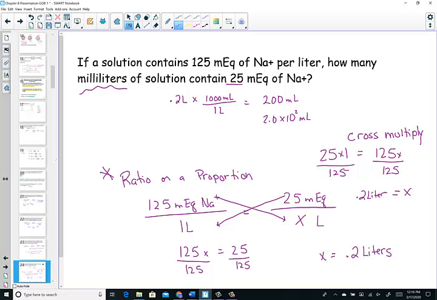Good work. Take a moment and chew on that if you need to. Go back and just tell yourself how we solved for the volume by setting up a ratio, or just simply think of it as a proportion. 125 is to 1 as 25 is to x. Solving for x, we found the volume. Remember, it came out to us in a liter, and so we put it back into a milliliter for our final answer.